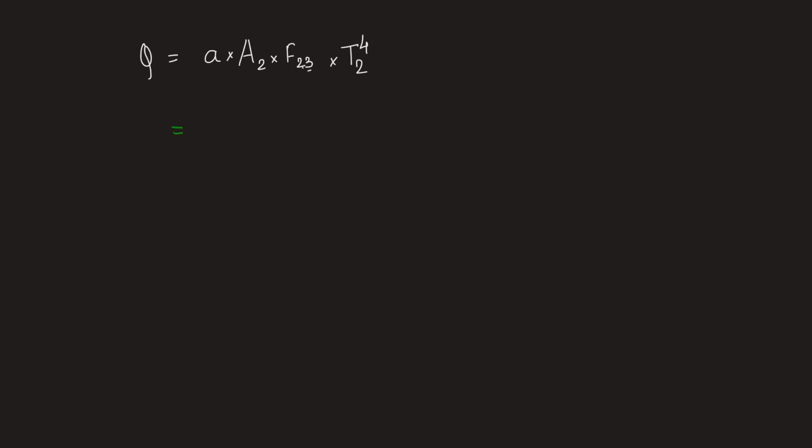Substituting all the values here, Stefan-Boltzmann constant 5.67 into 10 to the power minus 8. But remember, the unit is watt per meter square Kelvin raised to 4. So remember that we are going to get the heat in watts and then we have to convert it into kilowatt to fill in the answer. Next thing, area of 2. We have discussed this earlier also that 5 meter is the length of the surface into 1 meter is the transverse width we can consider, into F23 we found out 0.4 and temperature of surface 2 is given to be 600 Kelvin. So 600 raised to 4.